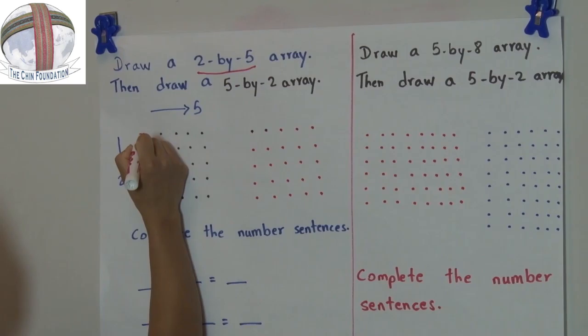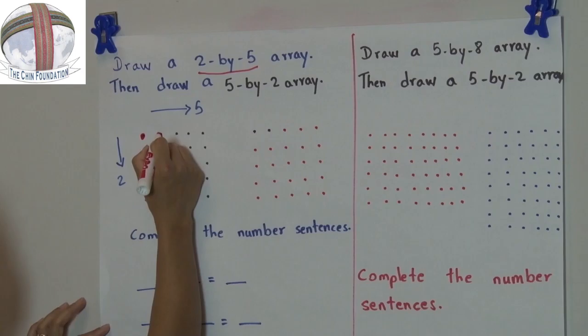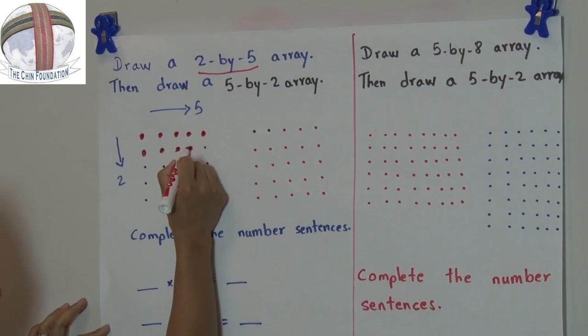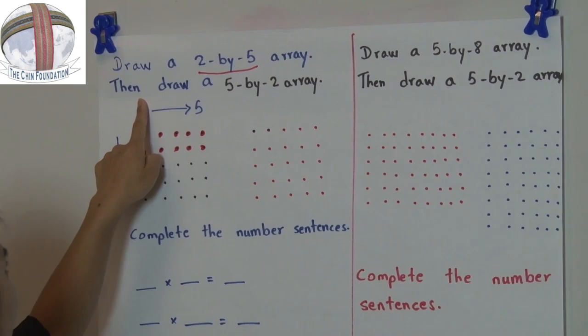1, 2, okay. 1, 2, 3, 4, 5. 2, 3, 4, 5. Okay? But to continue, then draw a 5x2.